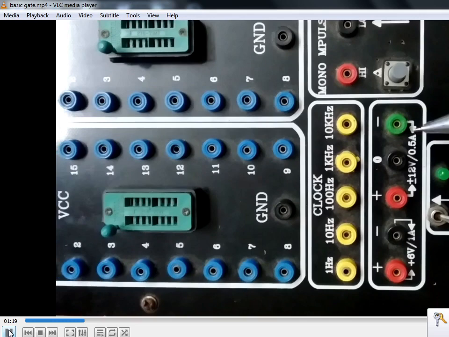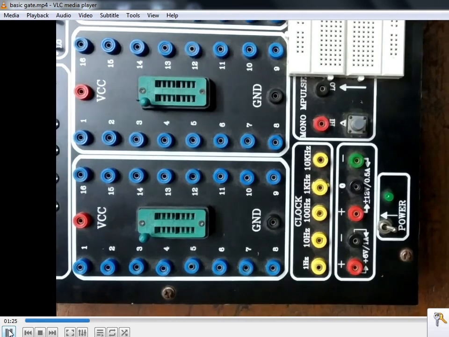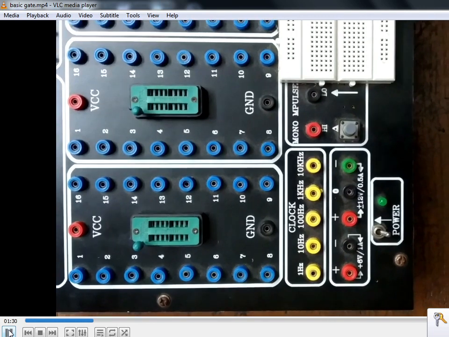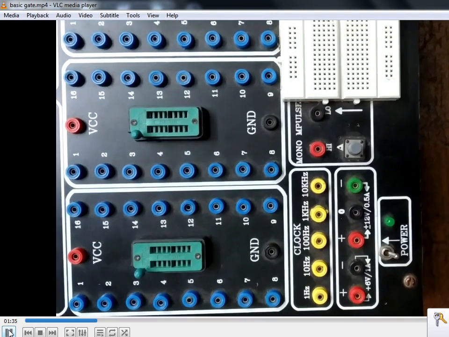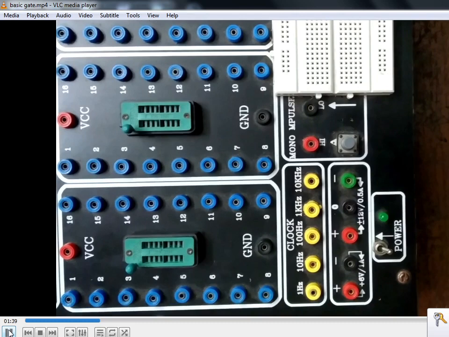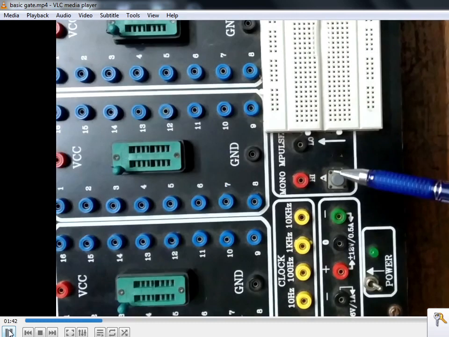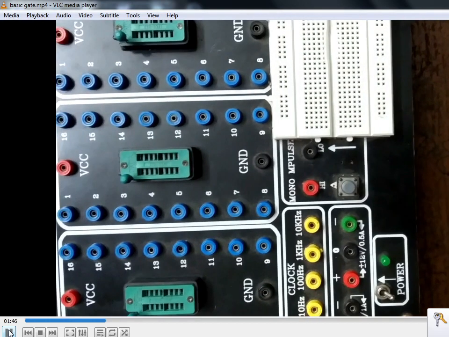This is the power button. The plus 6 volts output delivers the necessary VCC to all digital circuits, while plus or minus 12 volts DC delivers the necessary V plus and V minus to all the analog circuits. In order to feed mono pulses, a debouncer switch is also provided.